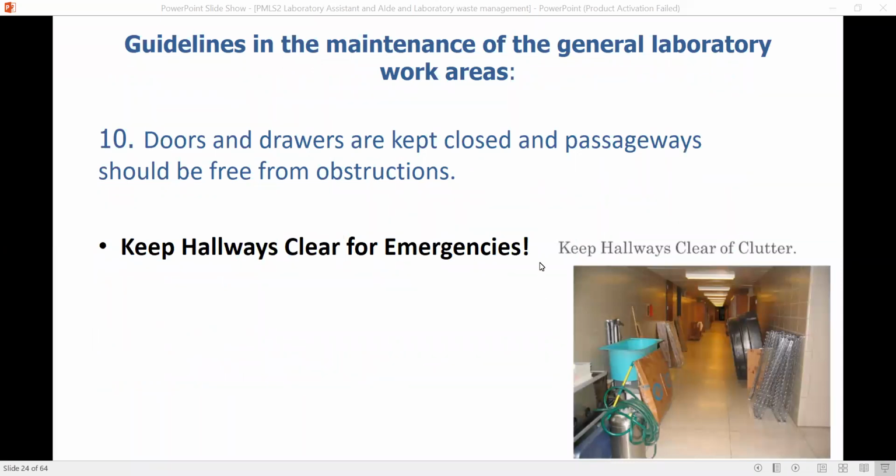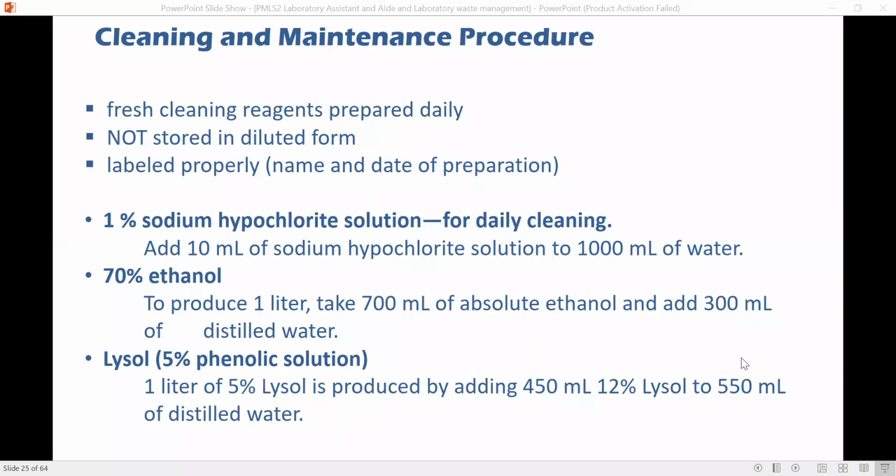Now, the doors and drawers are kept closed, and passageways should be free from obstructions. The doors are self-closing in case of fire, so that it does not spread easily. And the passageways, where people walk, need to be unobstructed, so that in case of emergency you can get out quickly. This is a no-no, look at how many obstructions are in this passageway. Also in your house, passageways should not have too many obstructions, so in case of emergency, you can get out easily.